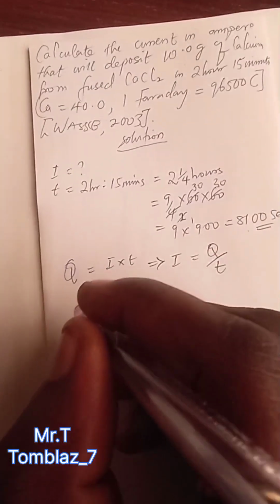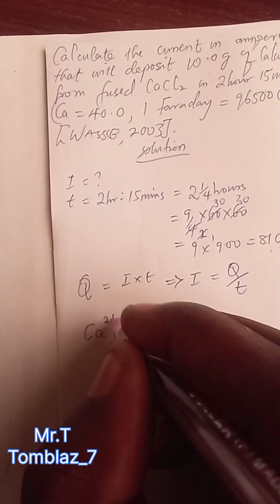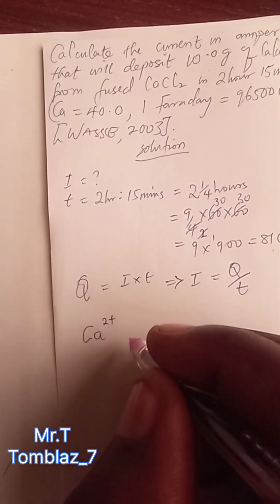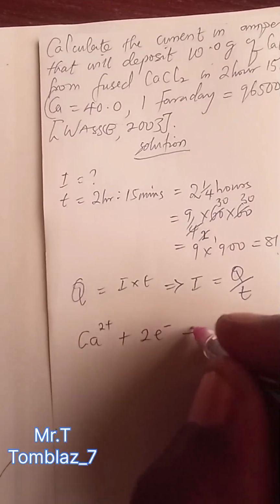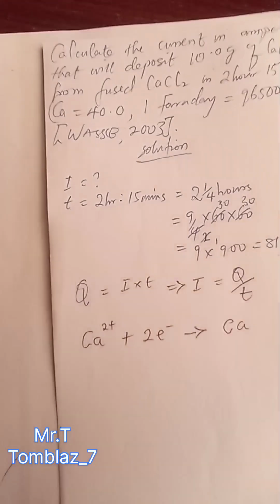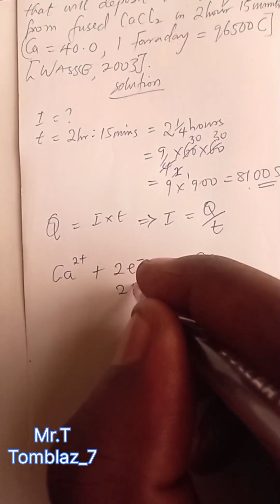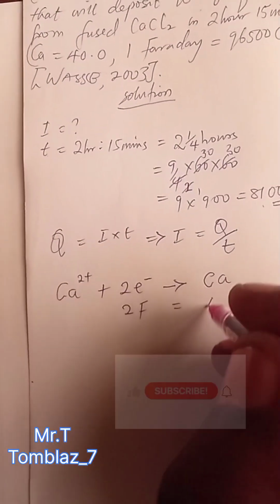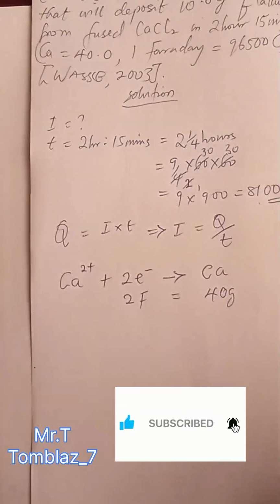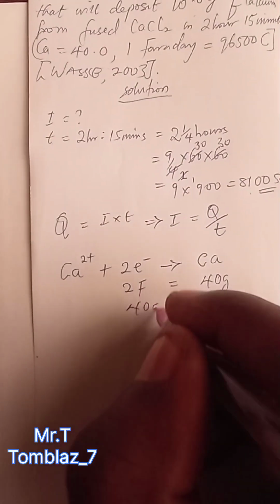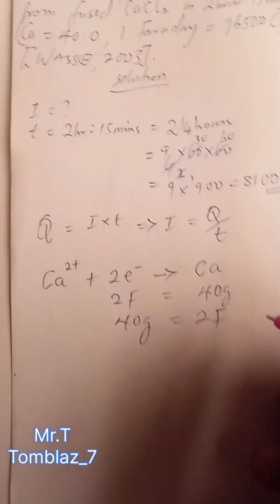So let's bring the ionic equation of calcium first. Calcium is plus 2, and it gains 2 electrons to form calcium. What this equation means is that 2 Faradays produce 40 grams of calcium. And since the equality sign can be swapped, it means 40 grams of calcium will require 2 Faradays. Is that okay?